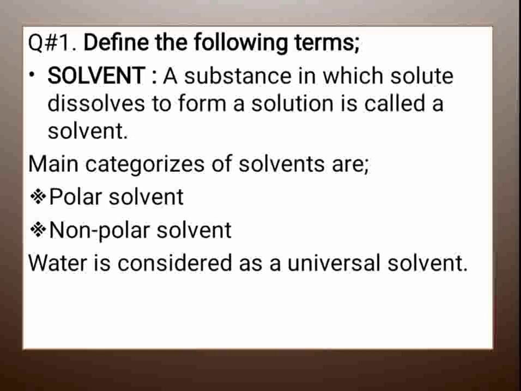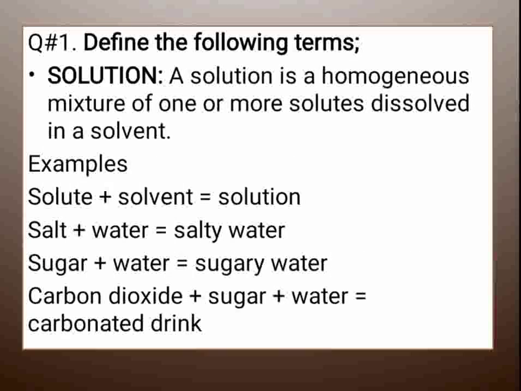The other term you define here is solvent. It is the substance that you take in larger quantity and in which the solute is dissolved. For example, if you want to dissolve salt or sugar in something. So the two major categories of solvents are polar solvent and non-polar solvent. And you can define it: a substance in which solute dissolves to form a solution is called a solvent. Water is considered a universal solvent, and it belongs to the polar category.